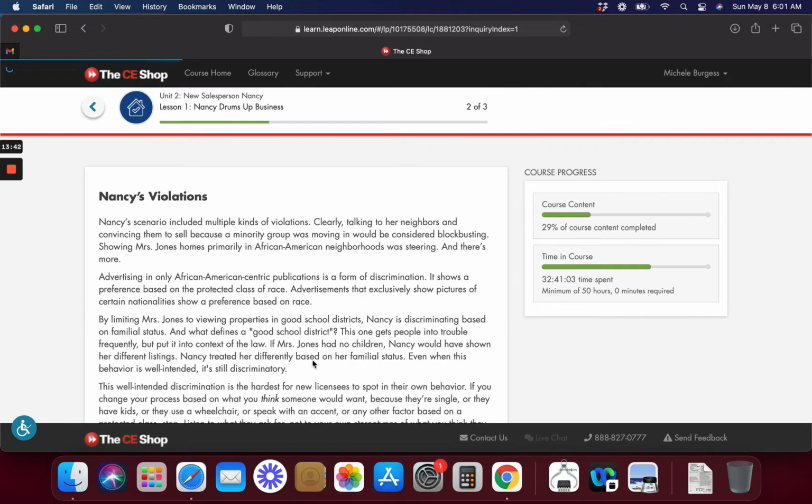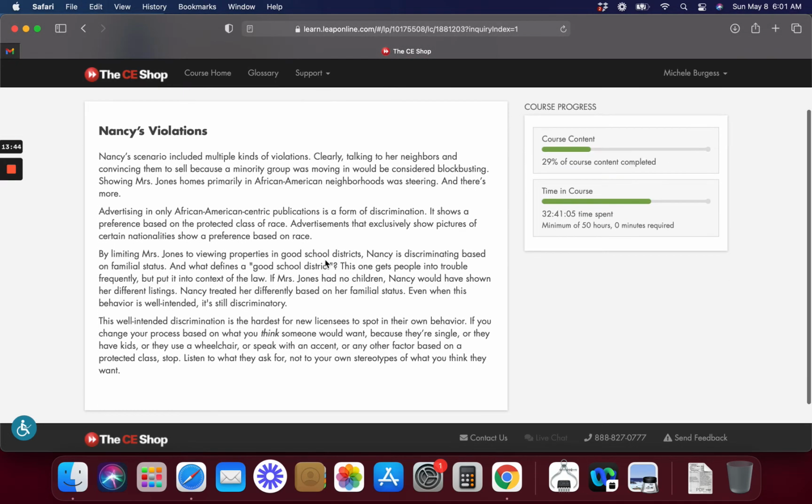All right, Nancy's violations: she's talking to neighbors about selling their houses to minority groups, because this is considered blockbusting, by the way. They have names for all these things. And the name of this, as I was talking, is steering. When you're trying to get a certain type of person into a neighborhood, it's called steering. Advertising on only specific racial publications is a form of discrimination.